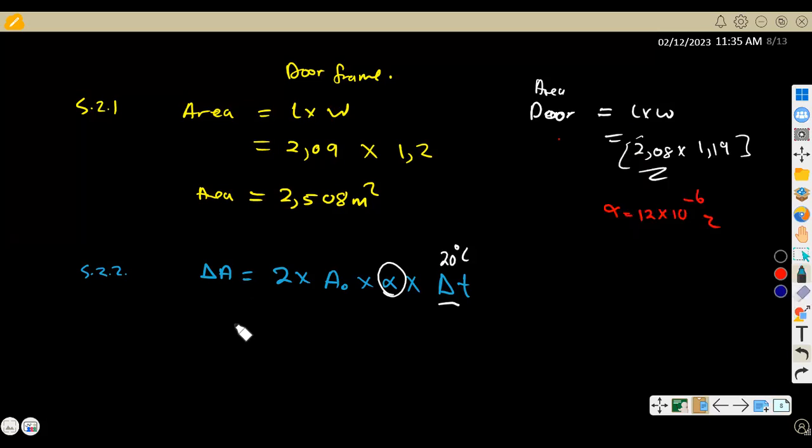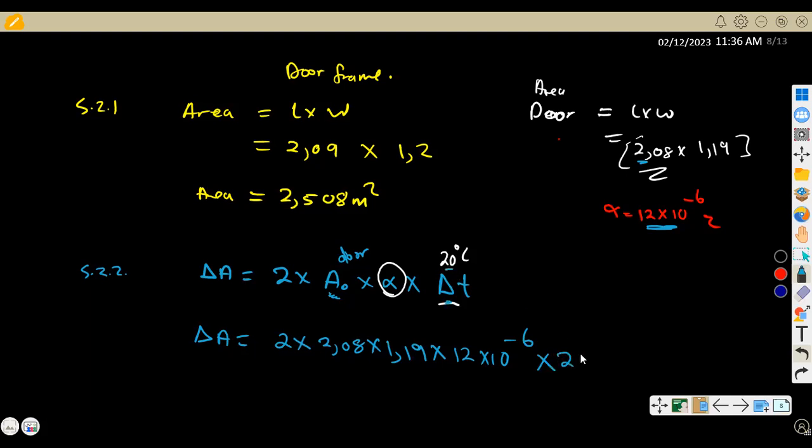Okay, so that means we can substitute our values. The change in area is 2 times the original area of the door. We are referring to the door, which is 2.08 times 1.19, times alpha, the linear coefficient, which is 12 times 10 to the exponent of negative 6, times the change in temperature, that's 20 degrees Celsius.